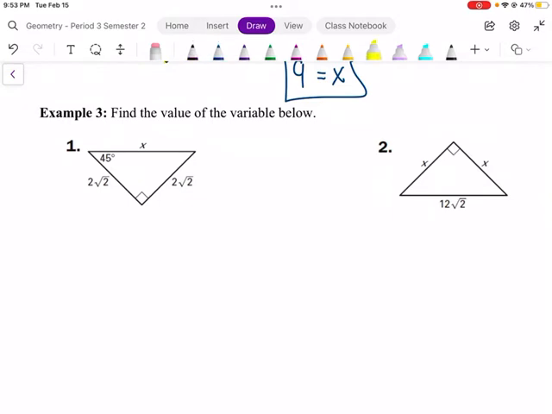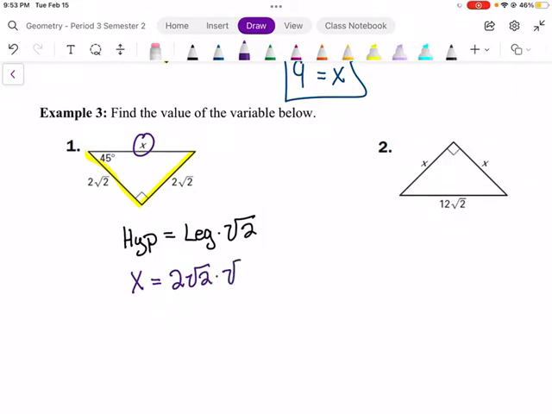So in this first example down here, we are again given both of the legs. So we're looking for what the hypotenuse equals. And the hypotenuse is equal to the legs times the square root of 2. So looking at what we know, our hypotenuse is x. Our leg is 2 square roots of 2. And we're going to multiply that by the square root of 2.